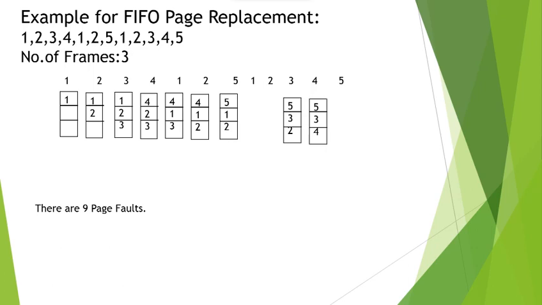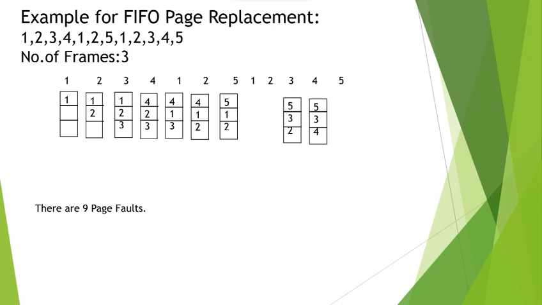Now the page which is no longer used should be replaced. But using the concept of FIFO, whatever the first page placed in the memory, that is 1, is replaced with 4. From this we are getting 4, 2, 3. And we get 4, 1, 3 by following the concept of FIFO, and here we observe a page fault. Next 2 is replaced with 3 by following the concept of FIFO and we get 4, 1, 2, and here also we get a page fault.